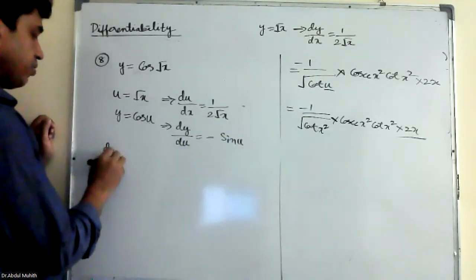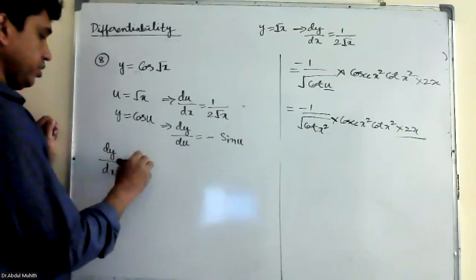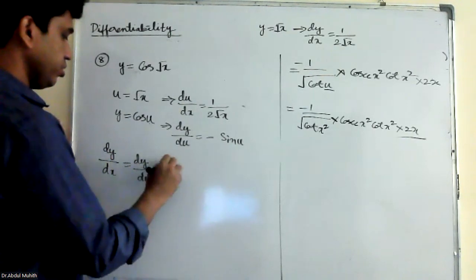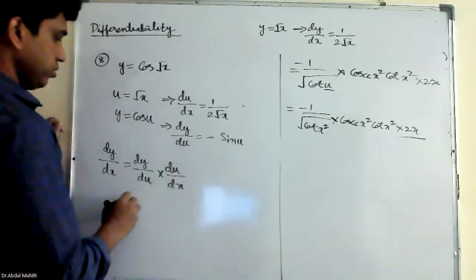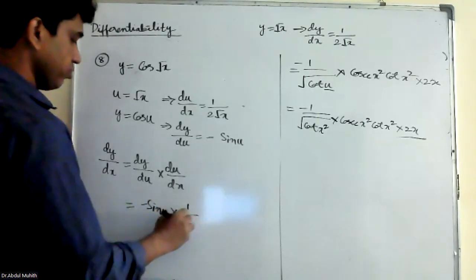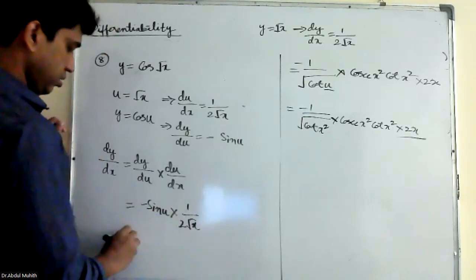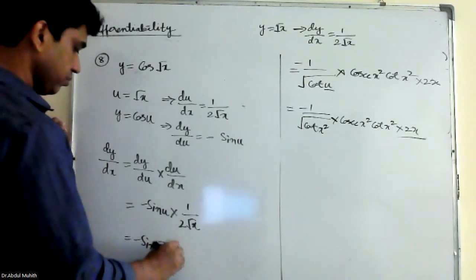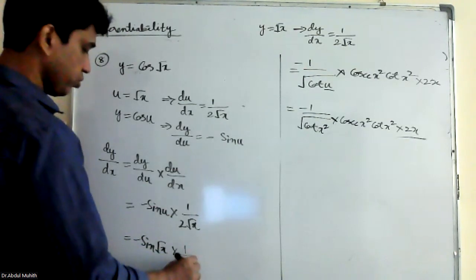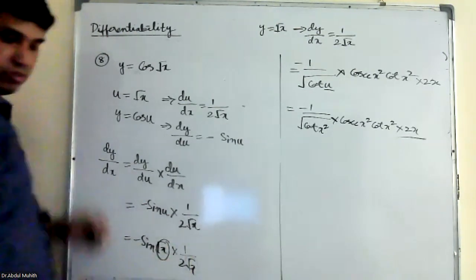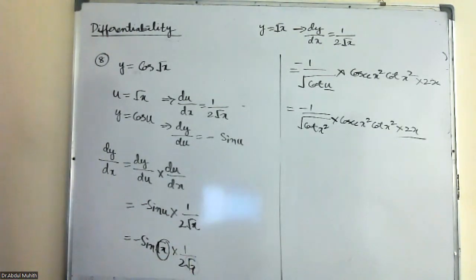Then dy by dx will become what? dy by du into du by dx. So minus sin u, du by dx is 1 by 2 root x. Yeah, I got it. And then try with your own and cross check. Don't cancel this with this one. Students cancel this with this. This is not possible. This is the angle, and sin is the function. You just leave it. Do not cancel out.